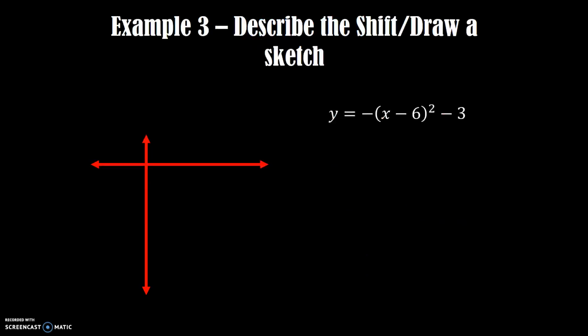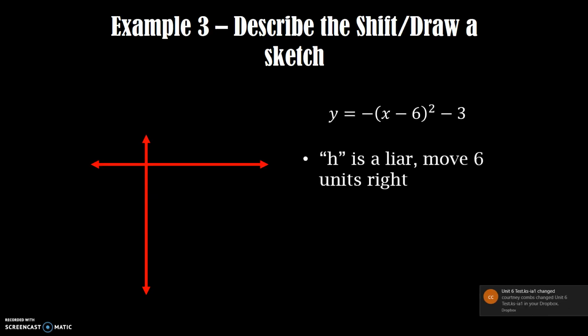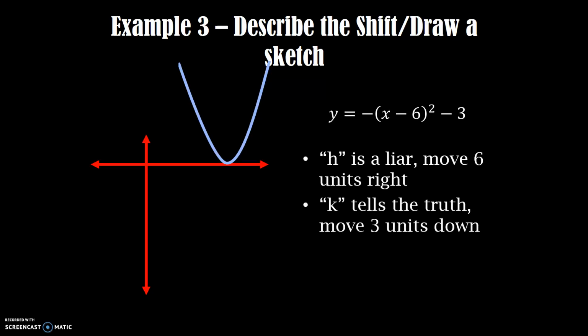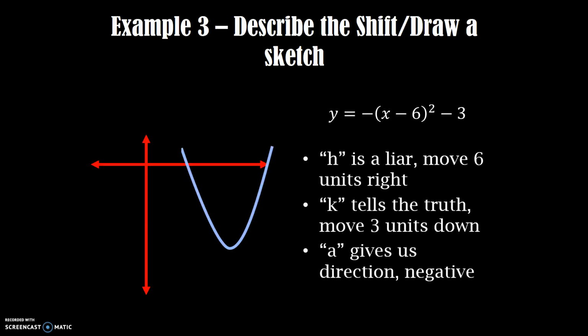So to kind of just put that together, we want to do a rough sketch. This is something that we would expect you to be able to do. A couple things to go over with this. First, h is a liar. So what I'm going to do is take a parabola, and I'm going to move it to the right 6 units. Now I'm just going to kind of estimate where that is. So it's going to go over to the right about 6 units. Now I'm going to utilize my k. K tells the truth, so it's going to go down 3 units. So I'm going to count down about 3 units. And then the key thing here is the guy in the front. We saw in the past when there's a negative a, that means it's upside down. So a is giving us direction, that means it's a negative. So instead of being facing up, it's going to be facing down.